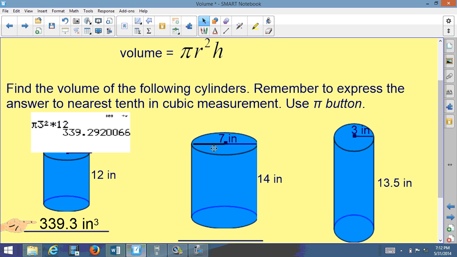And I noticed this line is a long line, not short like the other line. So there's a difference between these two. So if you remember your video on circles, you'll know the difference between those two.